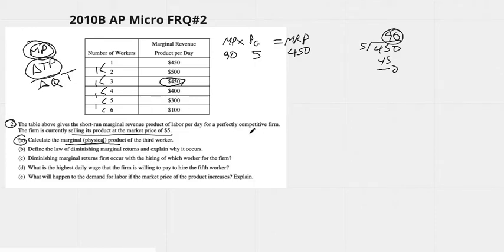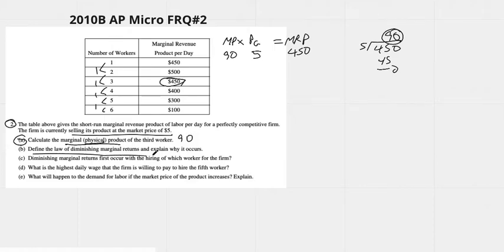That's all a little confusing unless we had time to work it out. Just understand, anytime you see the words marginal physical product, we're really talking about your marginal product. They're just trying to be a little tricky. Third worker, I think, is 90.